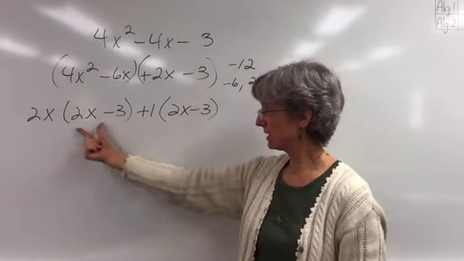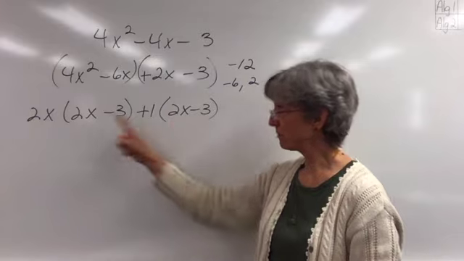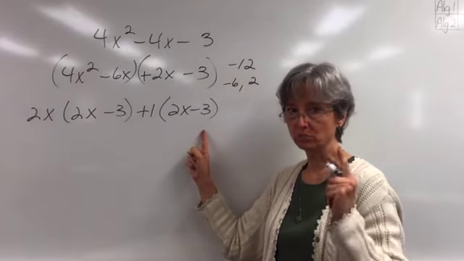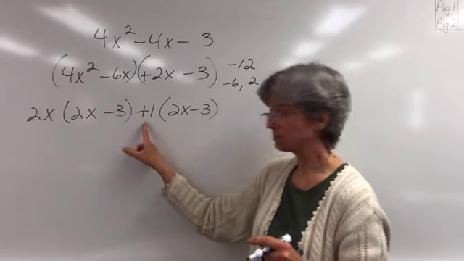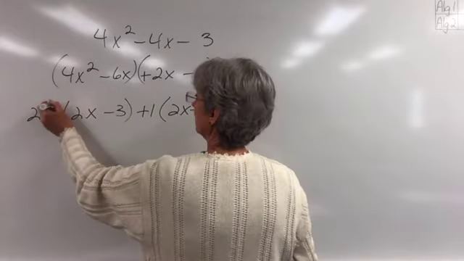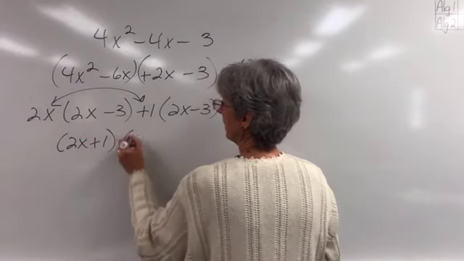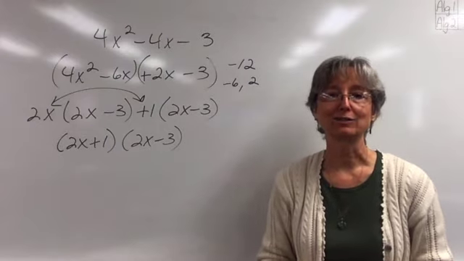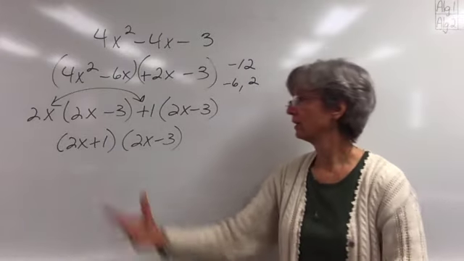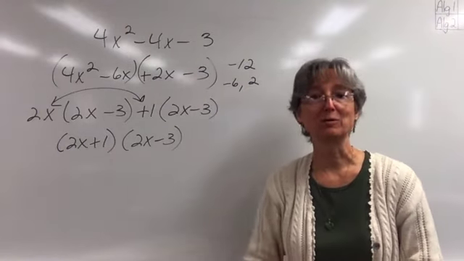Now, if I did it right, these two terms should be the same, and they are. This is one of my factors, not two of them, just one. This one is my other factor. So 2x plus 1, right here, that's my first one, 2x plus 1, and 2x minus 3, and I have just factored it. How do I check? You FOIL that. If when you FOIL it, you get this, we did it right.